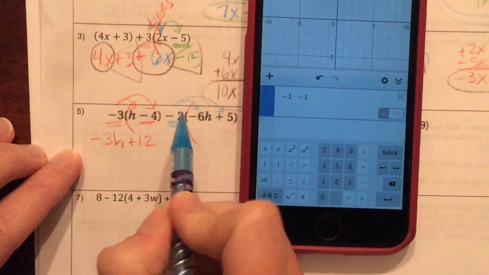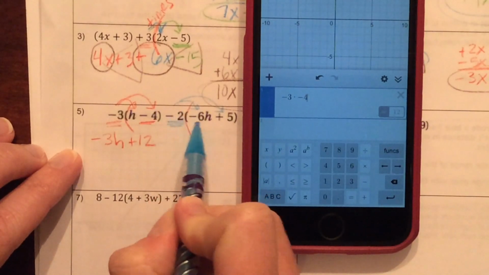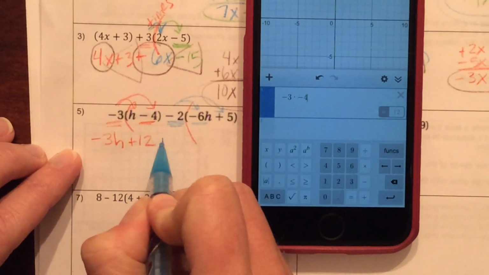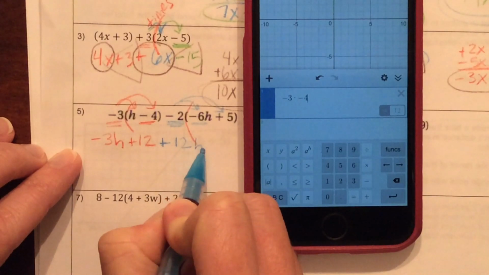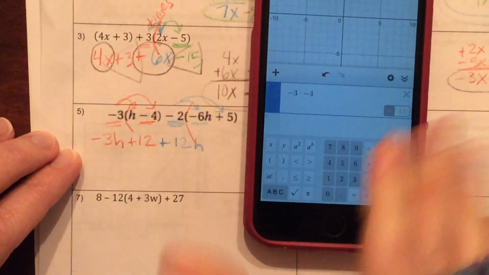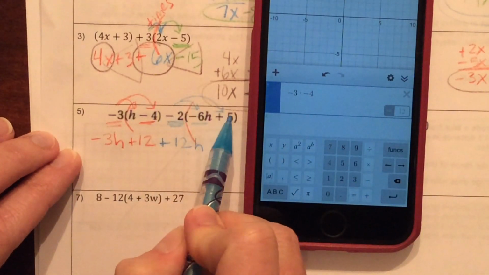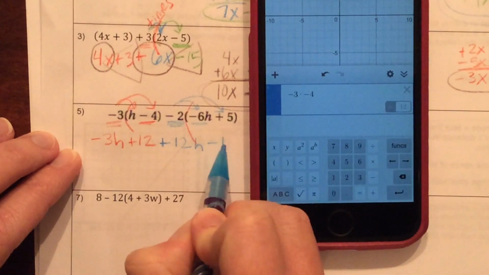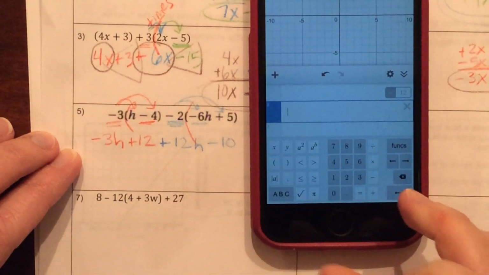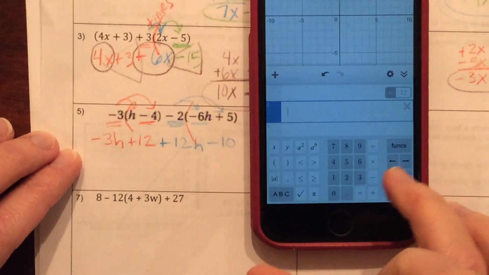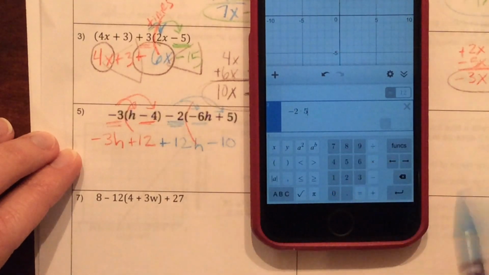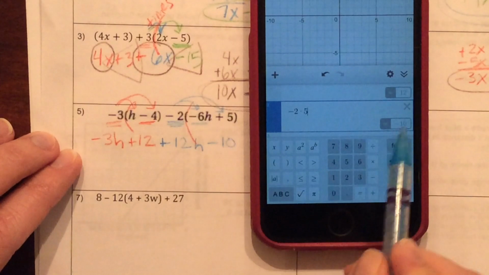Then we do distribution with the negative 2, and negative 2 times a negative 6 is going to be a positive 12h. And then we have a negative 2 times a positive 5. That's going to give you a negative 10. Again, if you are ever unsure, please go type that in to make sure that you're getting your right answers.